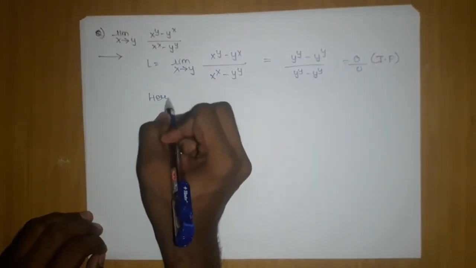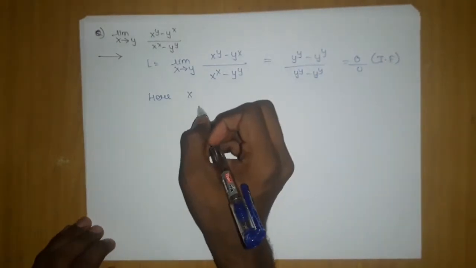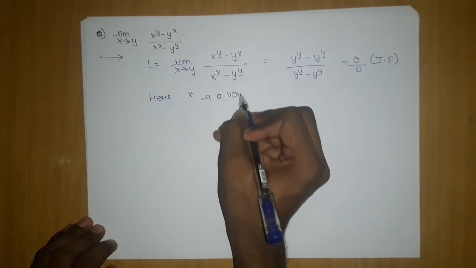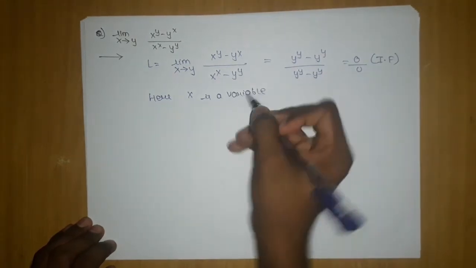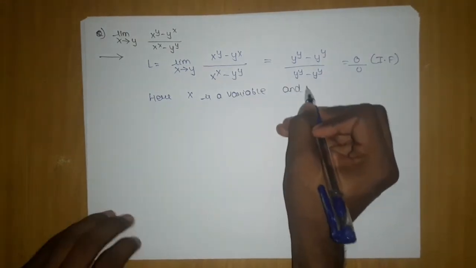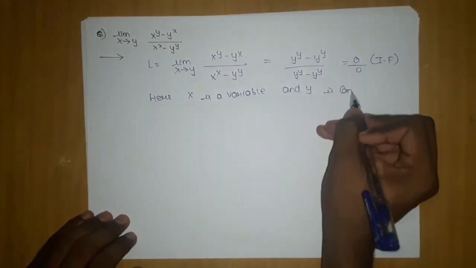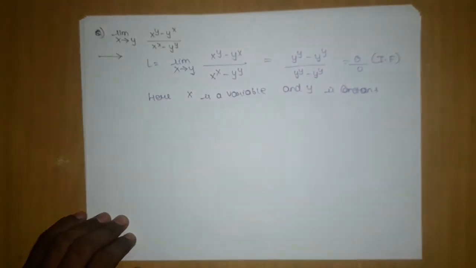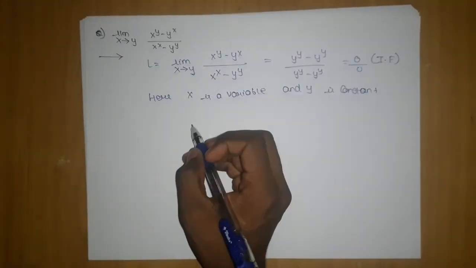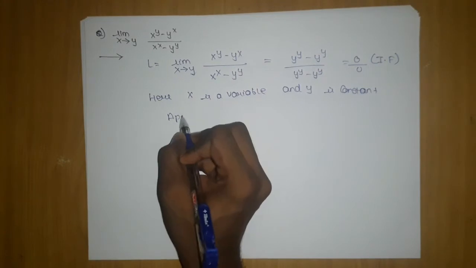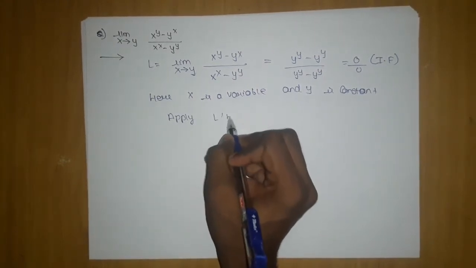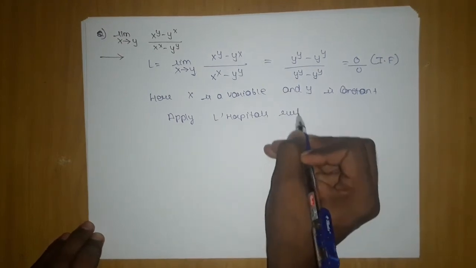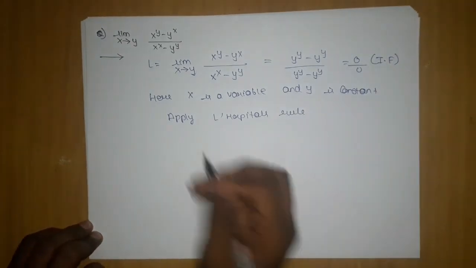Here remember, x is a variable and y is a constant. Many children have confusion because x is tending to y, but y is a constant value. Apply L'Hopital's rule, because we cannot do any further modification in this.